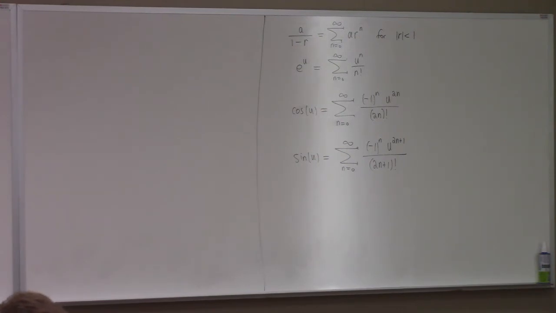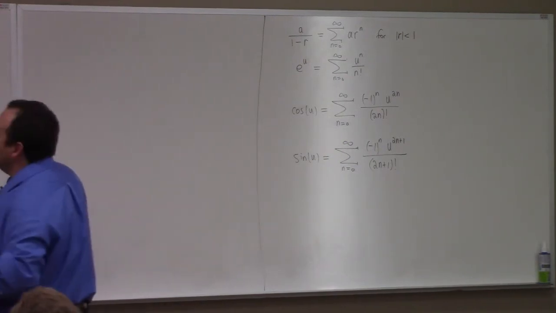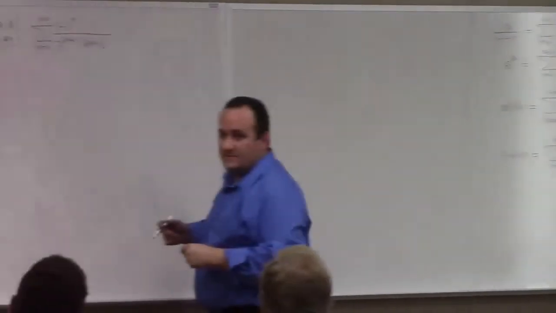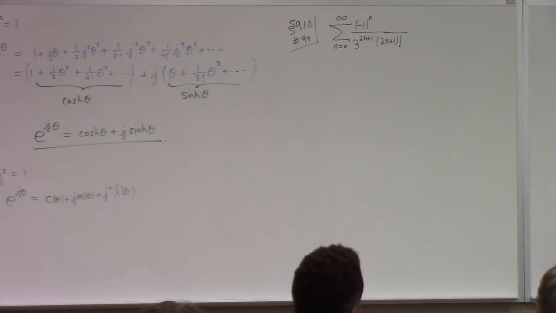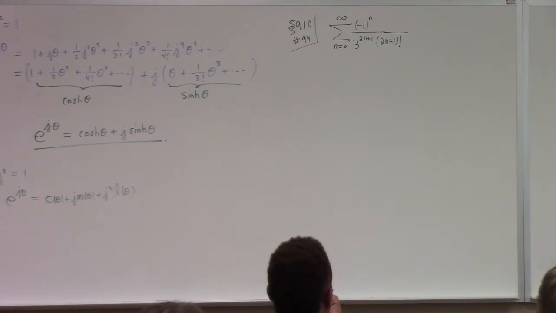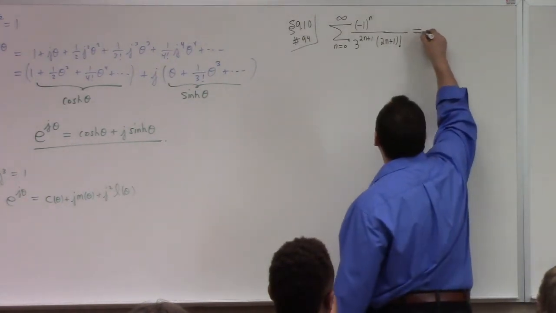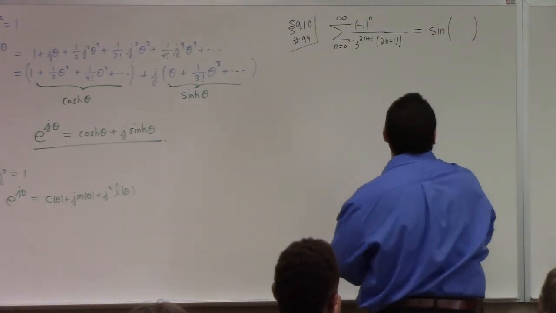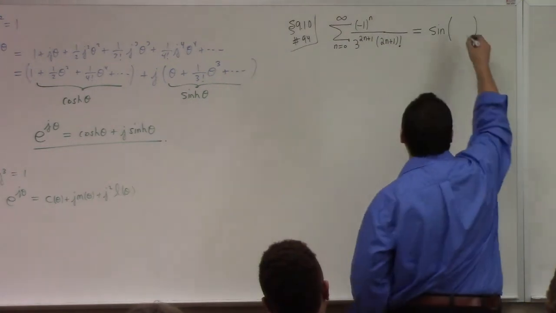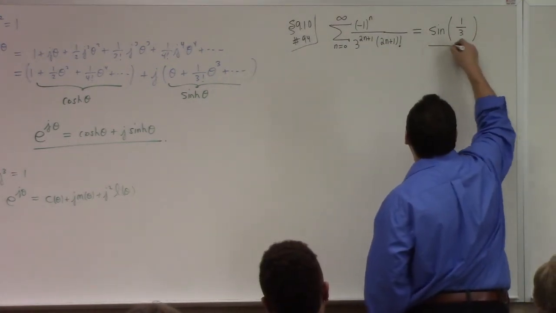So what was I looking at? Oh, review exercise 94. It's already here, right? So what is this? Can you see what this is? Compare. Yeah, it's a sine. u equals what? Sine of 1/3. Yep. Kind of anticlimactic, huh?